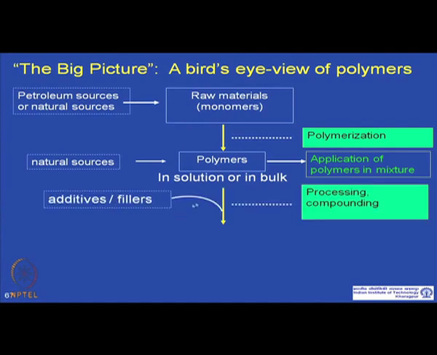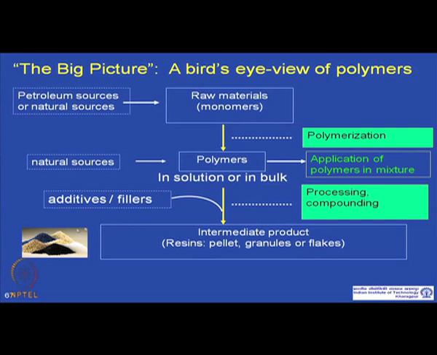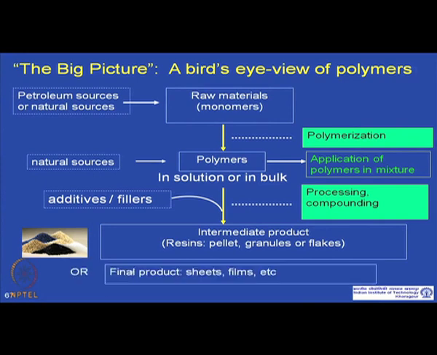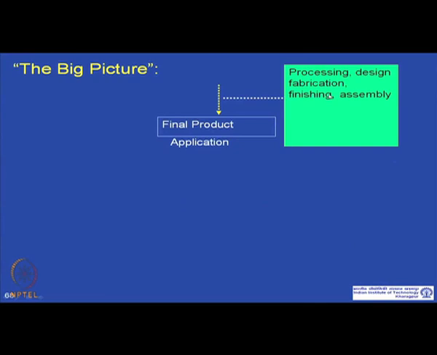We talked about additives which will be added during compounding or processing, and we get either the intermediate products which are sold in the market, or we can get the simple shaped final product like sheets, film, etc. And some will take these resins in plate or granular form and then add other additives to make the final part.